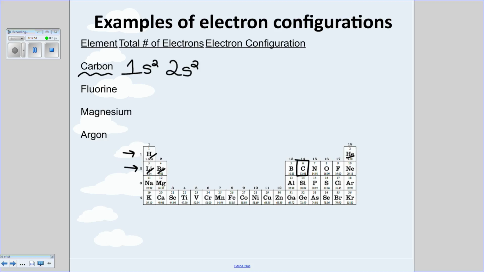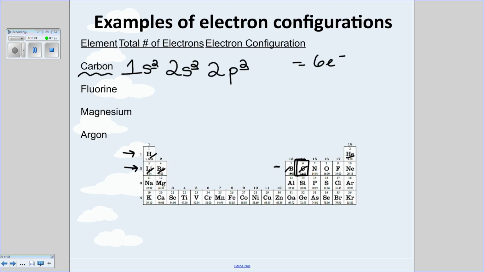Then we come across the periodic table over here to the P block, and we've got 1, 2 electrons to get to carbon. So I'm still on energy level 2, but now I'm in the P block, and to get to carbon, I've got 2 electrons left. Note that when you add up these numbers right here, 1, 2, 3, 4, 5, 6, it equals 6 electrons, which is exactly how many electrons a neutral atom of carbon has.